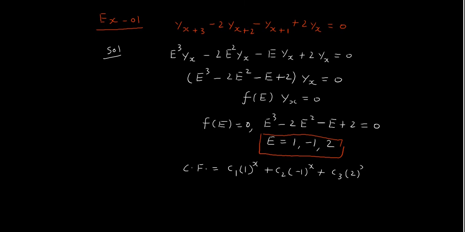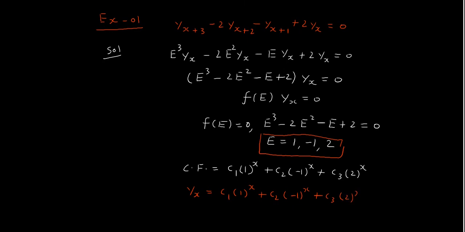So this one is a complementary function. Since this one is a homogeneous difference equation, what is the particular integral? Particular integral is 0. So what is the solution? The solution becomes yx equals c1 1 to the power x plus c2 minus 1 to the power x plus c3 to the power x.